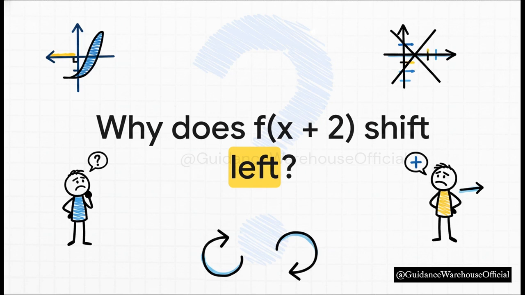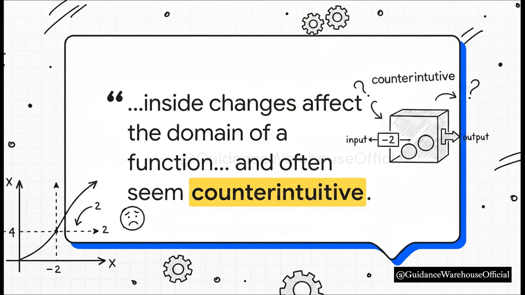If we add 2 to the input, creating f of x plus 2, why on earth does the graph move in the negative direction, to the left? I mean, shouldn't plus mean right? It is a fantastic question.